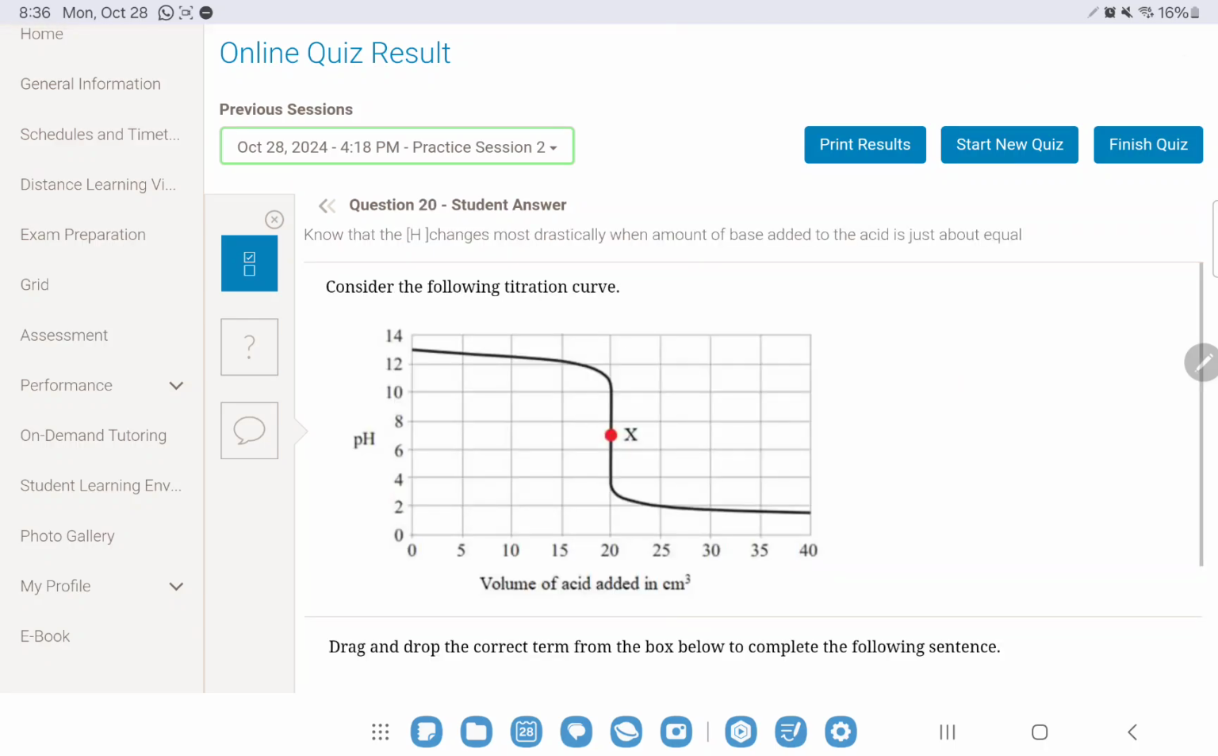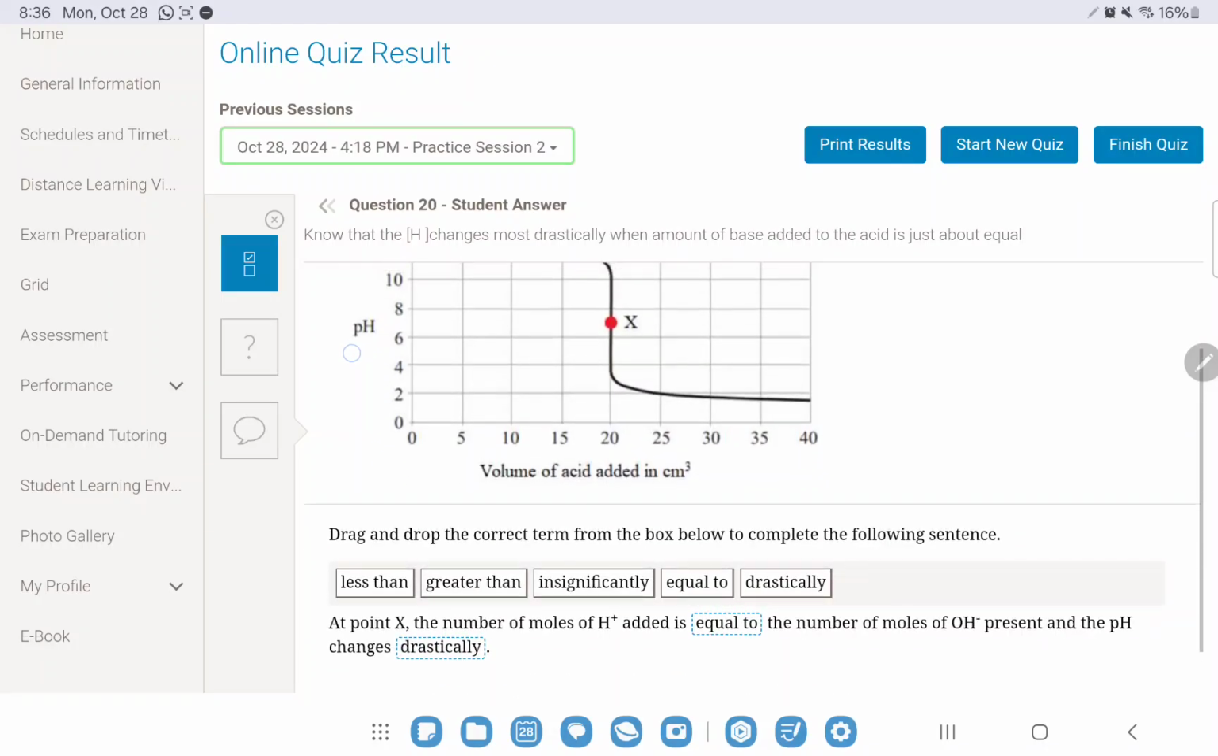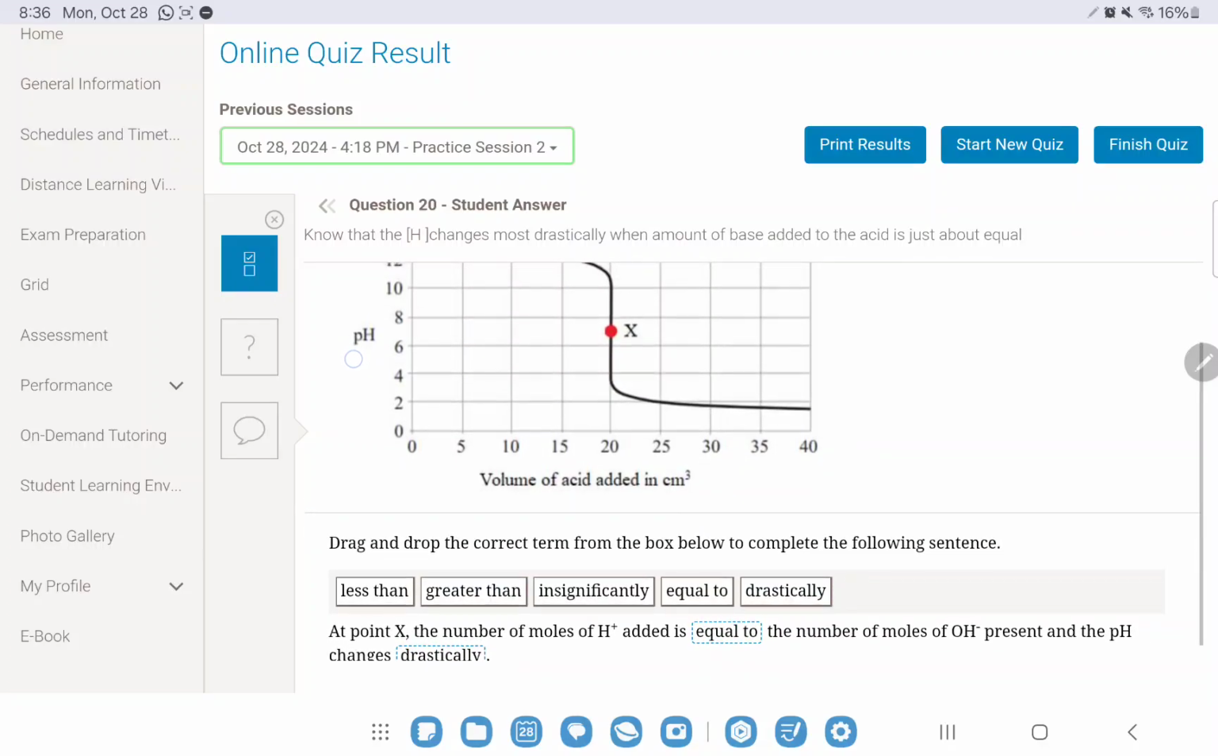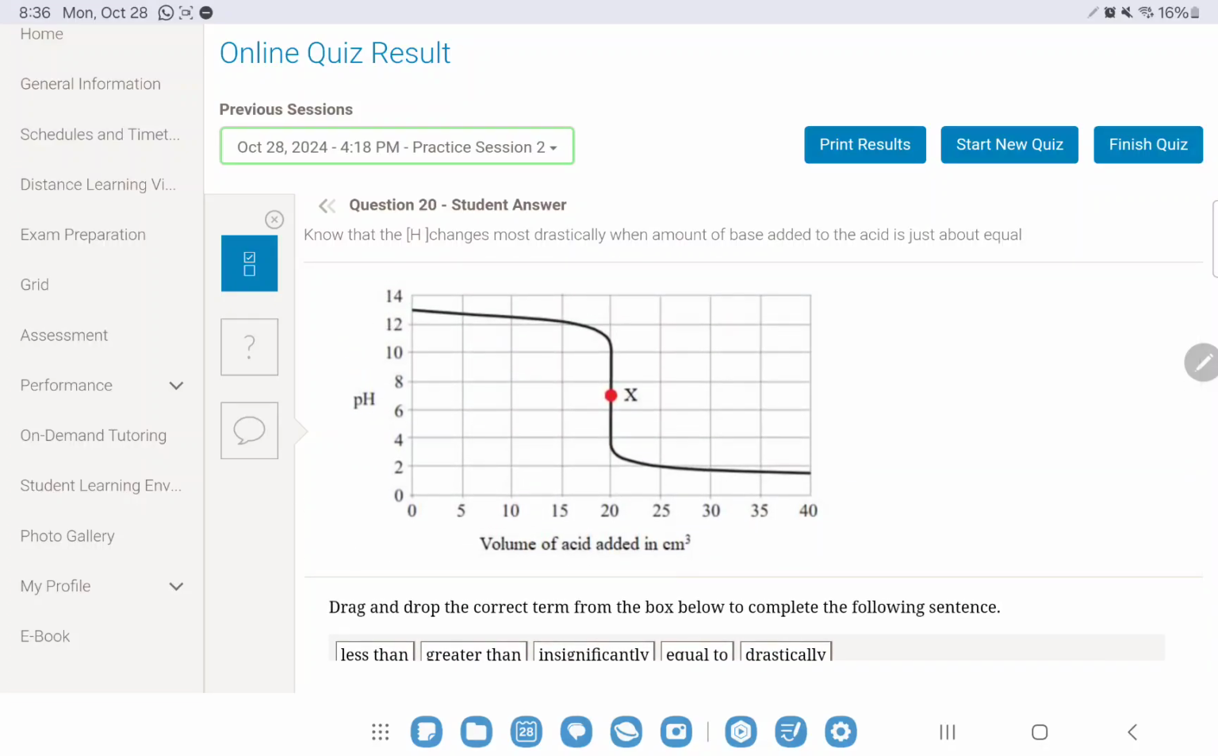Now, last question. Okay, at point X, what can you see? This is a titration curve. So at point X, the number of moles of H plus added is equal to the moles of OH present. Why? Because look, X, over here you go, it is 7. We know 7 is neutral. 7 means that OH minus equals H plus, since it's neutral.